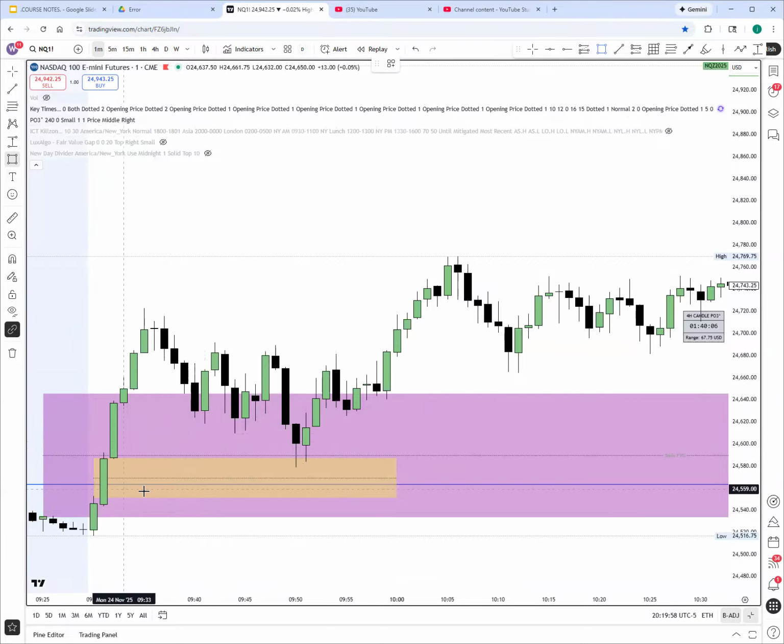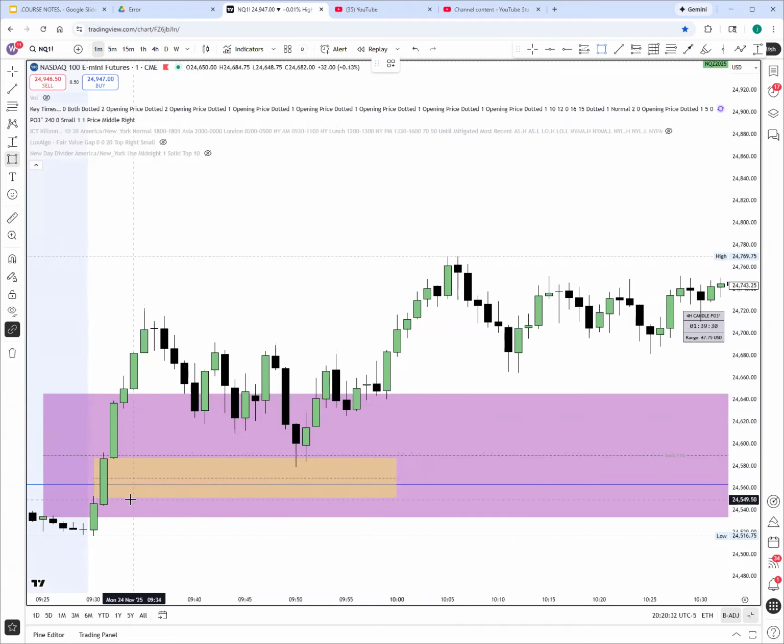Typically, like how you see how price right here taps into this fair value gap and it goes higher. That's what we like to see with a fair value gap. We like to see price tap into the fair value gap and go higher. And we know us tapping into this fair value gap and going higher, that's bullish. So if we know that, then we know that the opposite has to be true. If we wanted to be more bearish right here, we would not want to see us tap into this fair value gap and go higher.